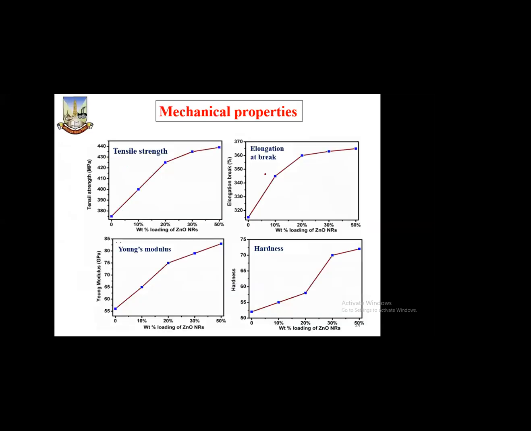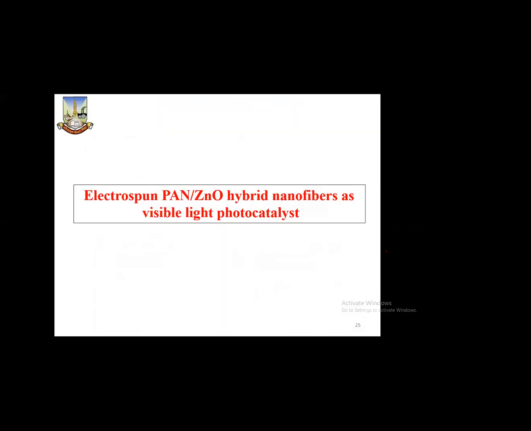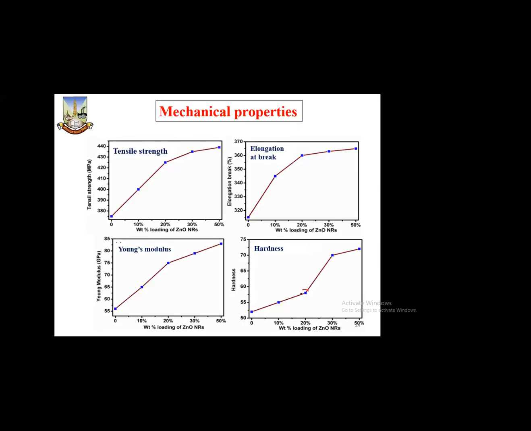Now, mechanical properties. As the material is highly stable, the material is highly strong. This itself shows the tensile strength of that particular material. With increasing the amount of zinc oxide loading from 10% to 50 weight percent, tensile strength goes on increasing. Elongation also goes on increasing. Young's modulus also goes on increasing. Hardness also goes on increasing. But hardness somewhere seems to deteriorate. This might be because of agglomeration somewhere, or that may be an instrumental effect.